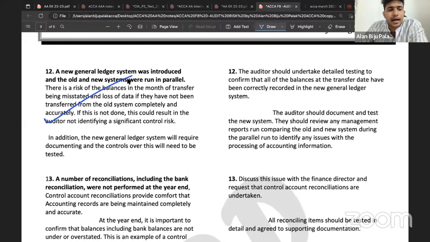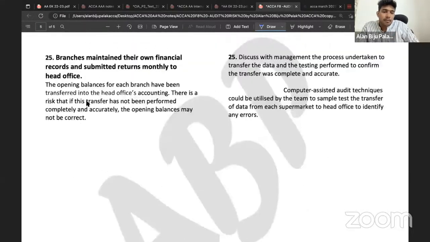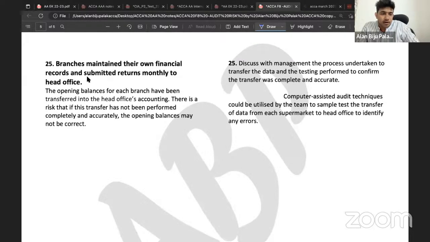A company has introduced a new general ledger system, and the old system and new system are running in parallel. So when a company is having a new general ledger system, it literally means that there was an old system from which they have transferred data to the new system. So there is also transfer of information. So you can use the same risk there. And again, it may have been told to you, branch maintains their own financial records, submitted returns monthly to the head office.